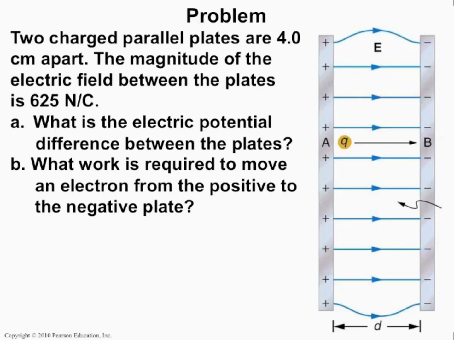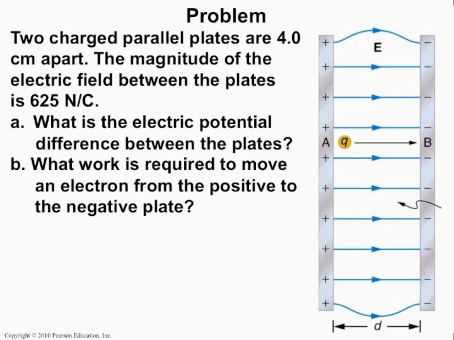Let's look at this problem. Two charged parallel plates are 4.0 centimeters apart. The magnitude of the electric field between the plates is 625 newtons per coulomb. What is the electric potential difference between the plates? What work is required to move an electron from the positive to the negative plate? All right, what you're going to want to do is use the equation you just learned in A, and then you're also going to use something you learned a little bit earlier for B. So pause the video, do as much of this as you can on your own, and then resume when you need some help.